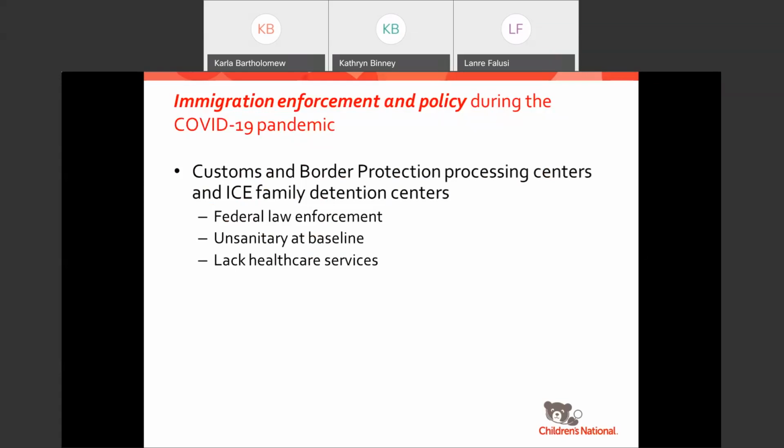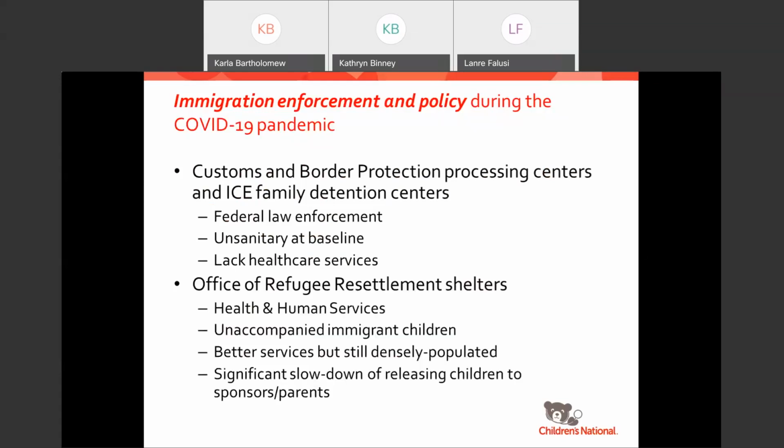They're unsanitary at baseline with limited healthcare services, which at this time increases the risk of rapid COVID-19 transmission and risk for serious illnesses. Children who come unaccompanied across the border go through a different process where they actually end up in Office of Refugee Resettlement shelters that are run by Health and Human Services. So these have better services, particularly around healthcare, but still are densely populated.